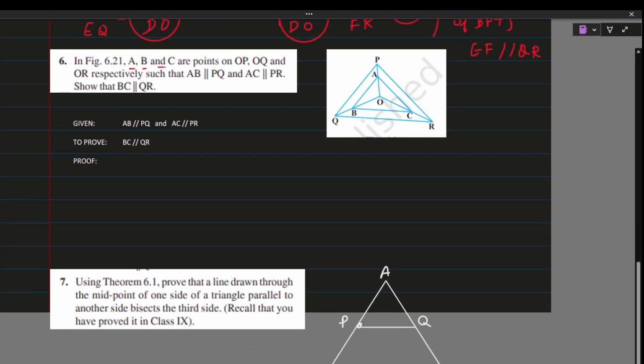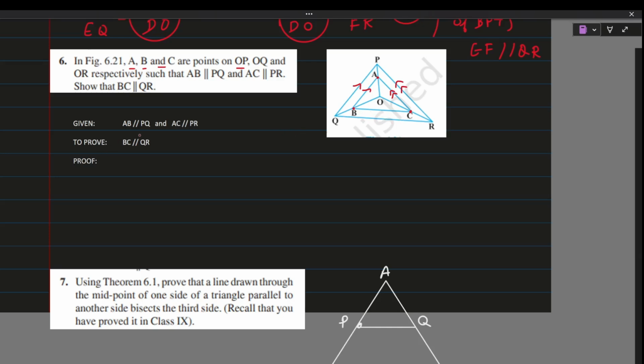Now in question number 6, A, B and C are points on OP, OQ and OR respectively. A is a point on OP. B is a point on OQ. C is a point on OR. Such that AB is parallel to PQ, AC is parallel to PR, and we have to show that BC and QR are parallel.